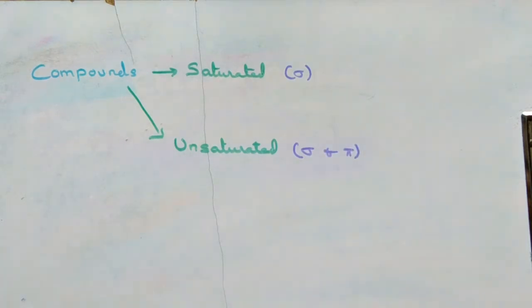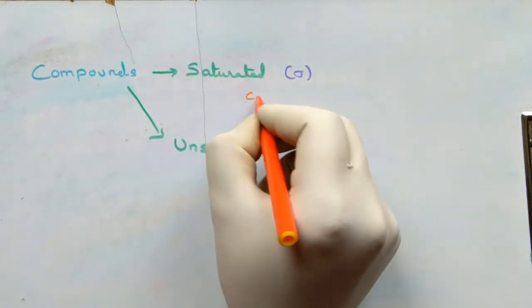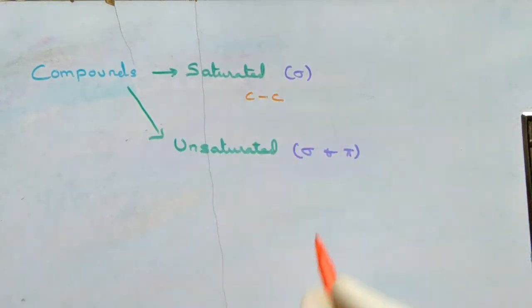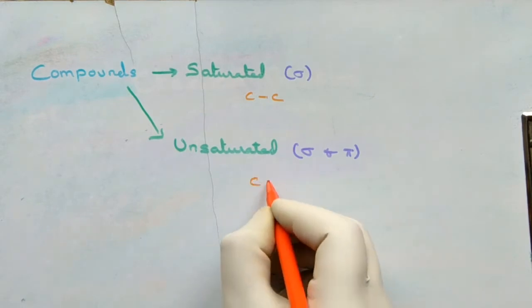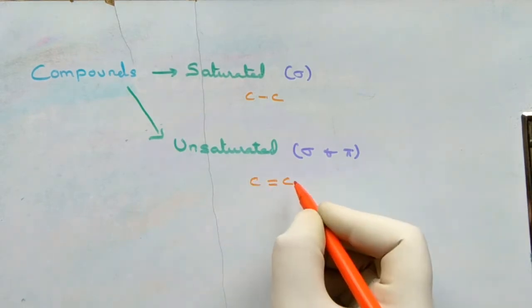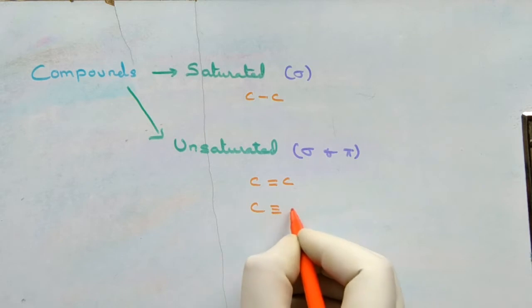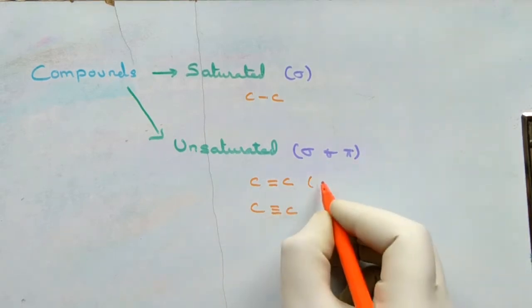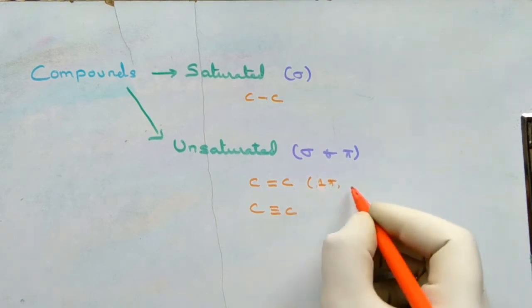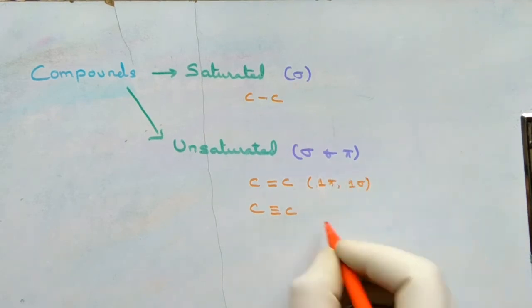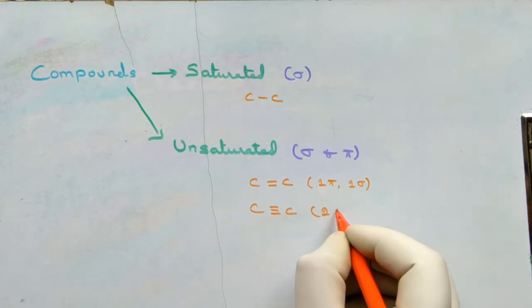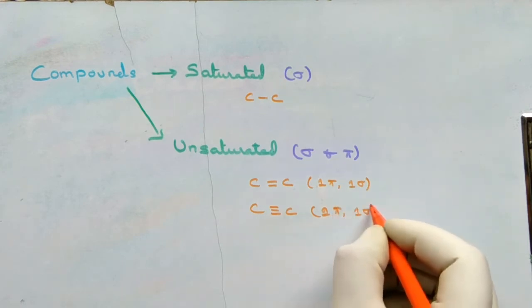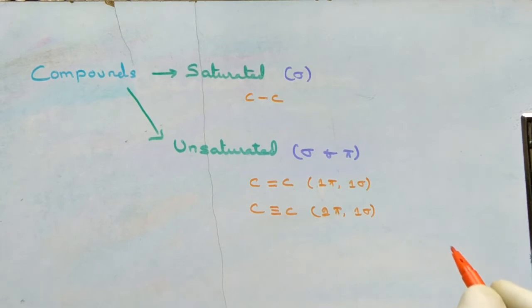In saturated compounds, carbon-carbon single bonds will be there, whereas in unsaturated, carbon-carbon multiple bonds will be there. Double or triple bonds will be there. Here out of two bonds, one bond is sigma bond and one bond is pi bond. Here out of three bonds, two bonds are pi bonds and the another bond is sigma bond. So these are the two different types of compounds.